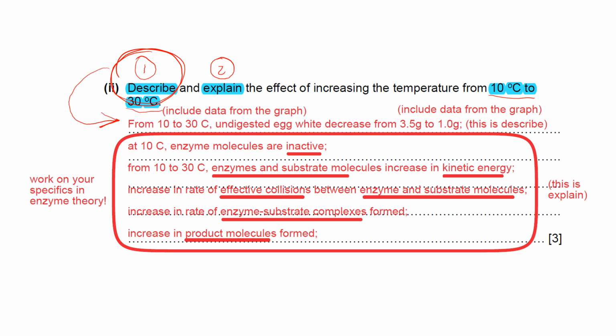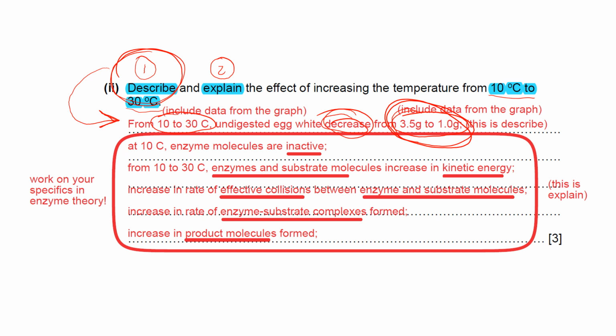So you can see over here in the first line, from 10 to 30 degrees Celsius, the undigested egg white, which is the y-axis, decreases from 3.5 gram to 1.0 gram. You can see that the data on the x-axis is listed. The data on the y-axis is also written. Okay, and of course the trend is a downward trend, which is a decrease. So this is known as describe.